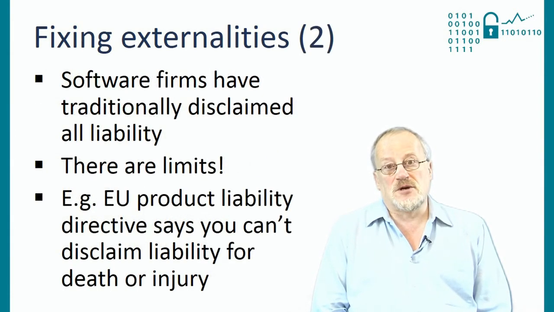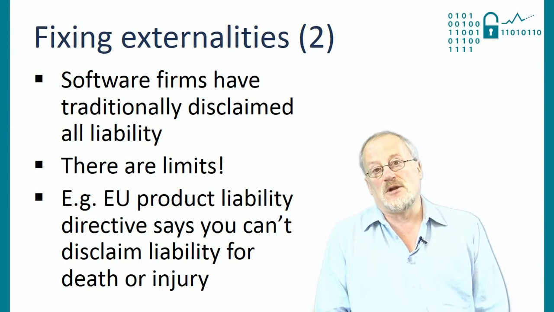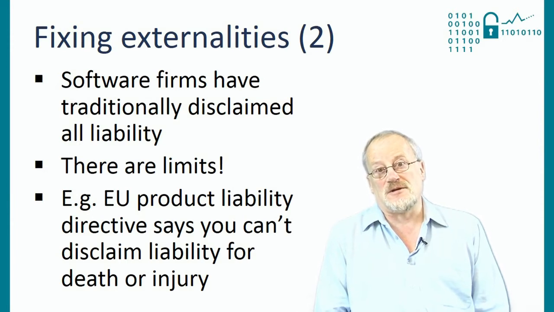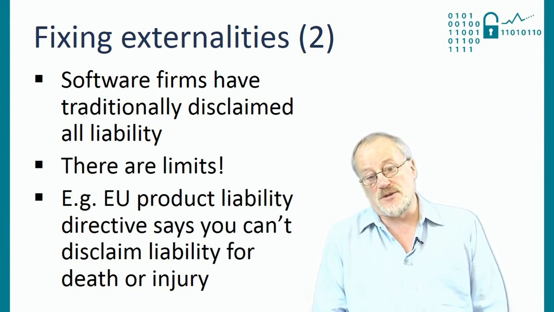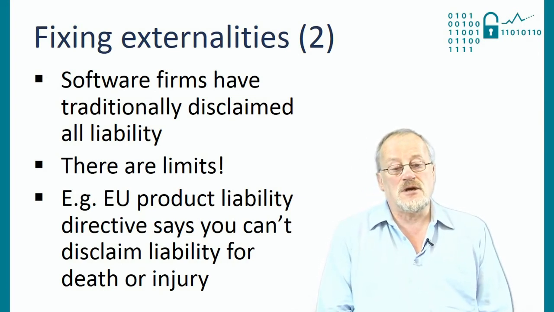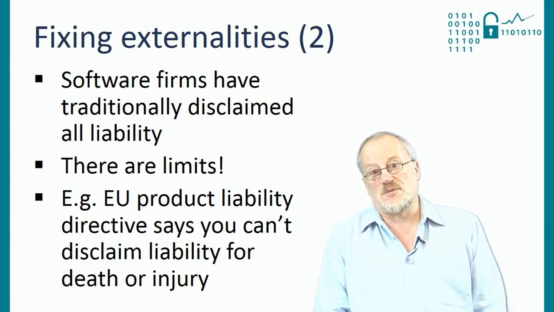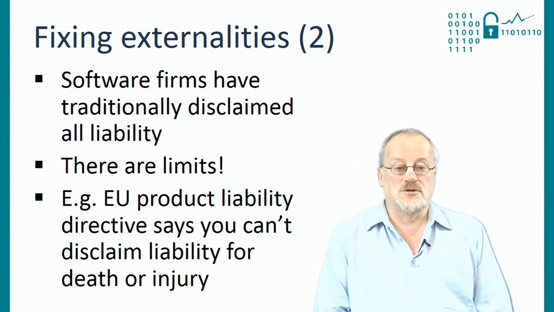Now, the first possibility, tackling the software firms, is difficult because right from the beginning of the software industry, companies have traditionally disclaimed all liability. You're surely all familiar with all the don't sue us buttons that you've got to click in order to do anything online or with consumer electronic devices. There are some limits though in both the EU and the USA. In Europe, the Product Liability Directive says that you can't disclaim liability for death or injury, but you know that's a relatively distant prospect for most systems. In practice, this doesn't limit the company's style very much.